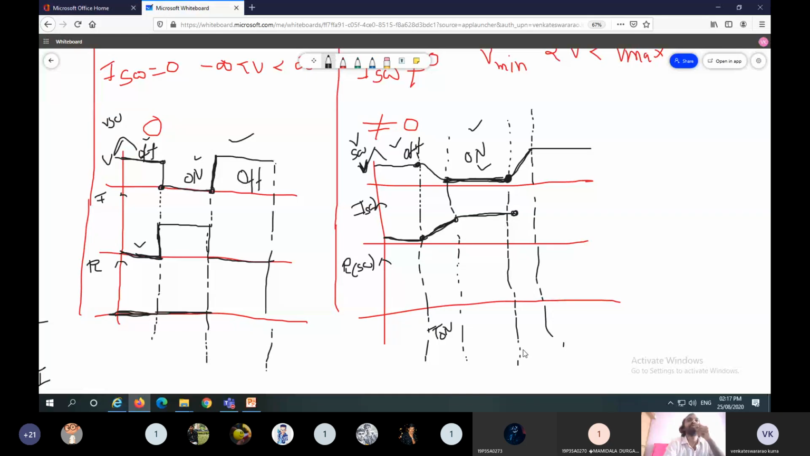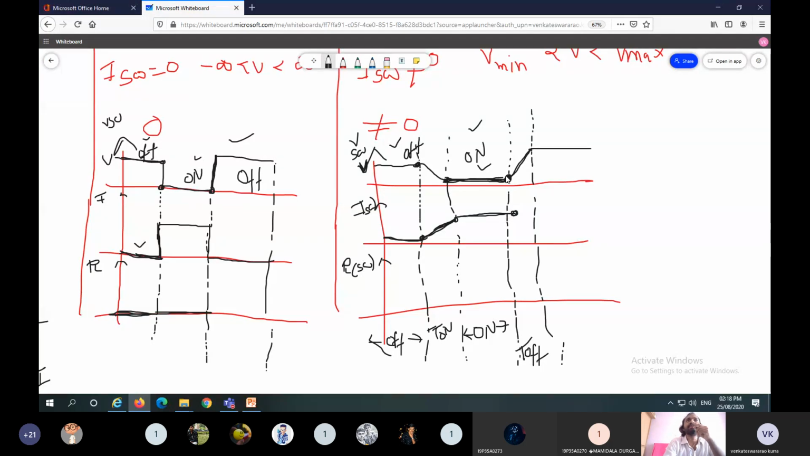This time is known as the turn off time. This one is the turn off time. This one is the off time. This time is the on time of the device. This time is the off time of the device.